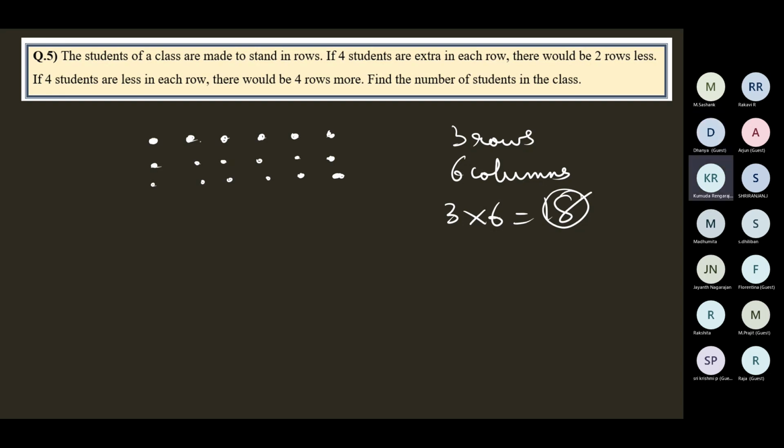Yes, ma'am. How many rows are there, children? 3 rows. There are 3 rows. And how many students in each row? There are 6 students in each row. What is the 6? 6 is columns. So when we say number of students in a row, it is also the number of columns. Number of students in one row is also the number of columns.